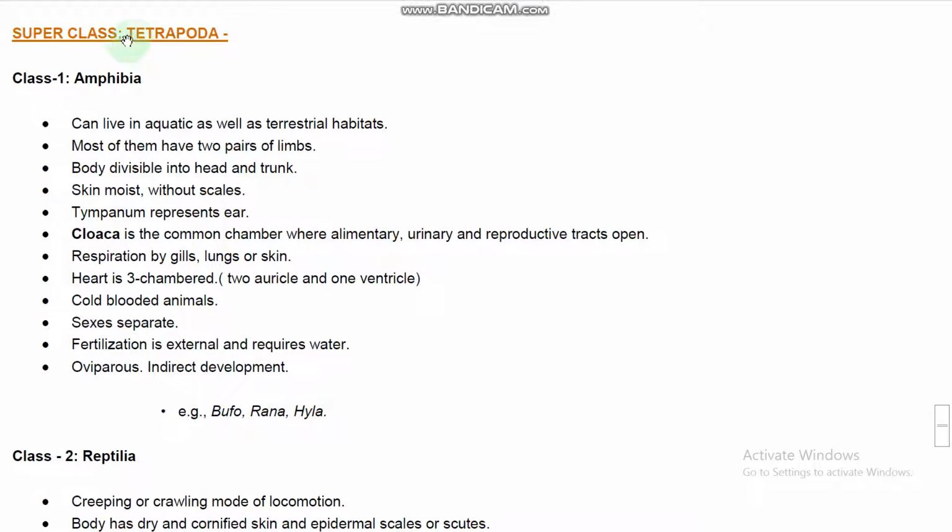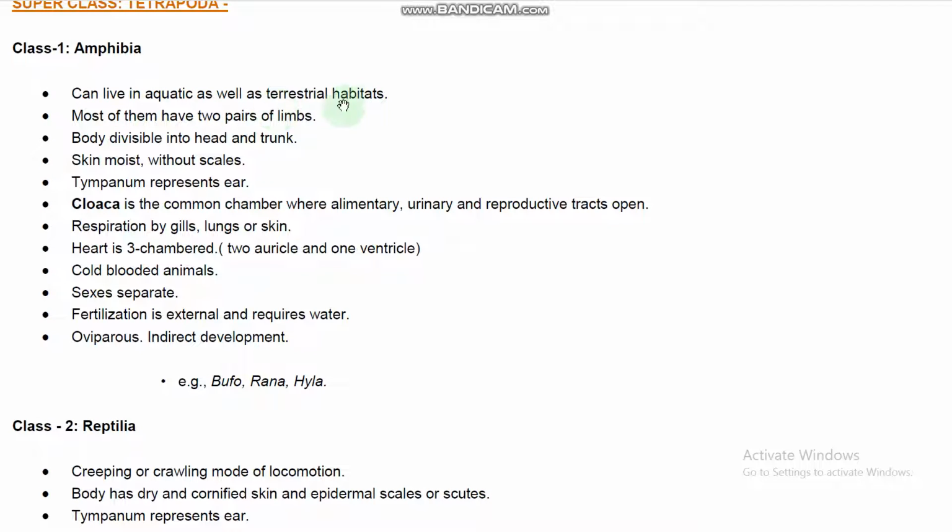And superclass Pisces, and another superclass is Tetrapoda. Tetrapoda are divided again into classes: Amphibia, Reptilia, Aves, and Mammalia. Class Amphibia can live in aquatic as well as terrestrial habitats. Most of them have 2 pairs of limbs, right? So amphibians are able to lead a dual life. Body is divisible into head and trunk. Neck is absent. Skin is moist without scales. So moist skin is the most important, and Amphibia skin is without scales, right? And Pisces skin is covered by scales.